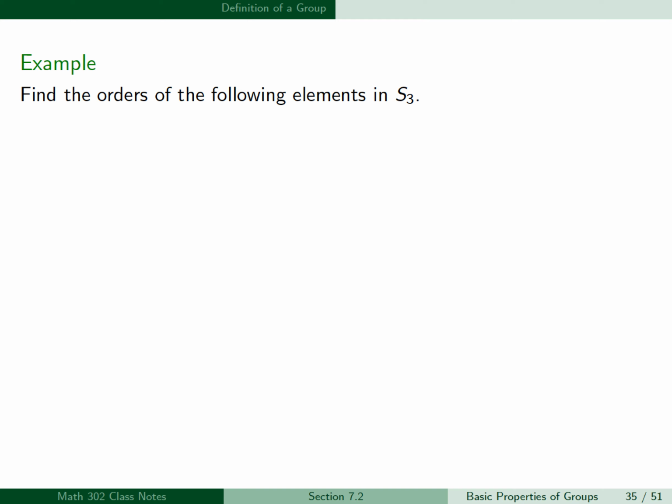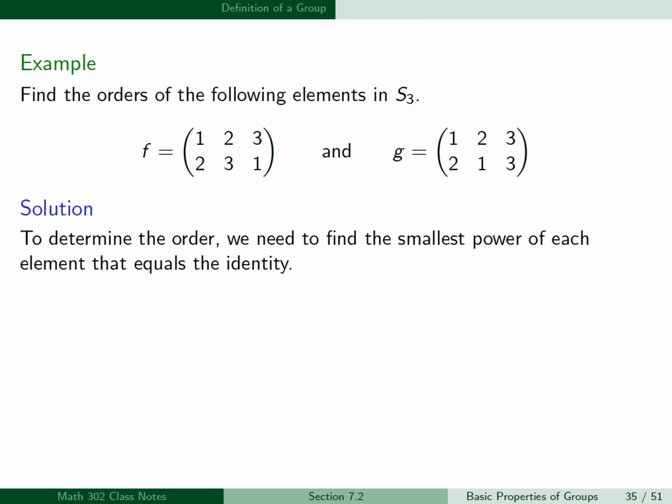For an example, let's find the orders of the following elements in S3. So f is the permutation that maps 1 to 2, 2 to 3, 3 to 1, and g is the permutation that maps 1 to 2, 2 to 1, 3 to 3. To determine the order, we need to find the smallest power of each element that equals the identity. So we'll start with f. f squared is just f composed with itself.